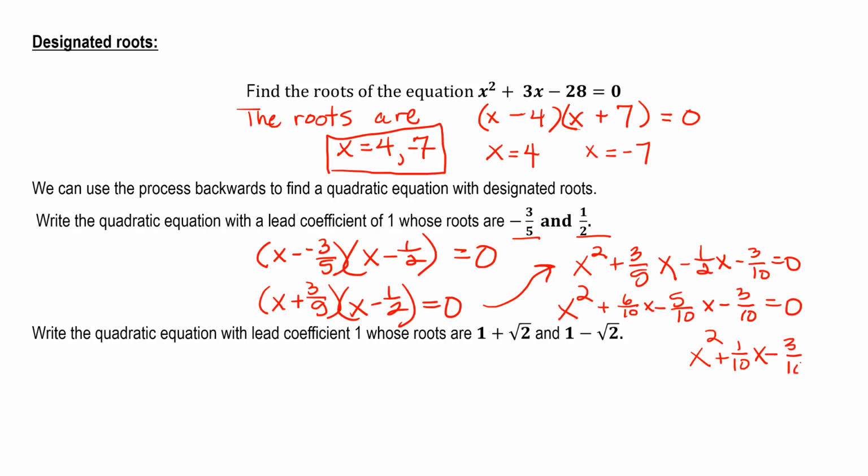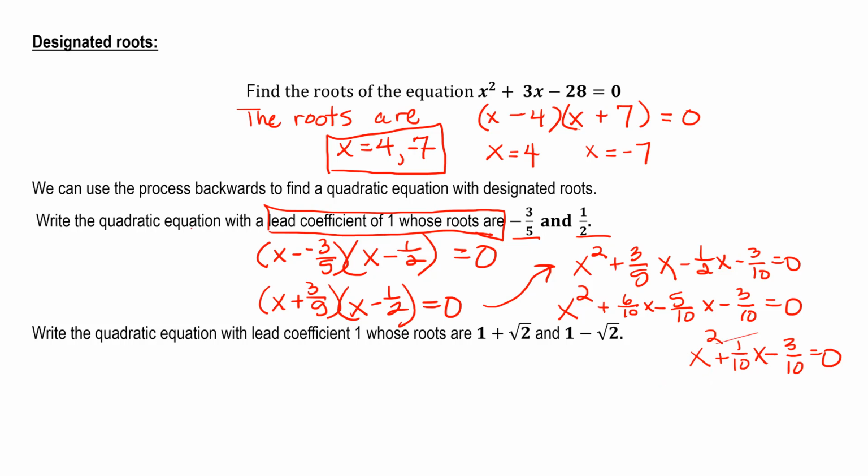minus 3/10 equals 0. And so that's not a very pretty looking quadratic equation, but they wanted us to write the one with a lead coefficient of 1. It would look a lot better if we multiplied the whole thing through by 10 and got rid of those fractions, but they tell us to write the quadratic equation with a lead coefficient of 1. And so that's what we have. So we would just leave it the way it is.